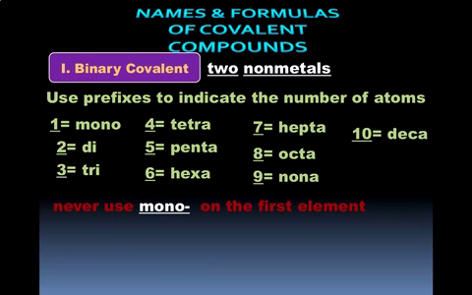A couple of exceptions. You're never going to use mono on the first element. If the first element is by itself, you just say the name of the element. And the other thing that's not allowed is if the prefix and the name of the element make two O's, you just get rid of one. Or an A and an O, then you get rid of the A.